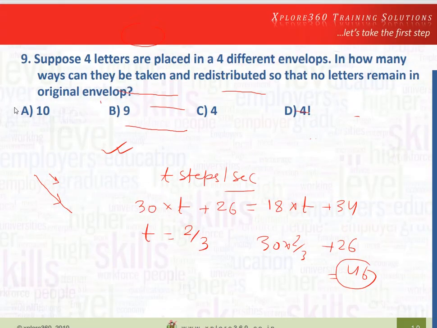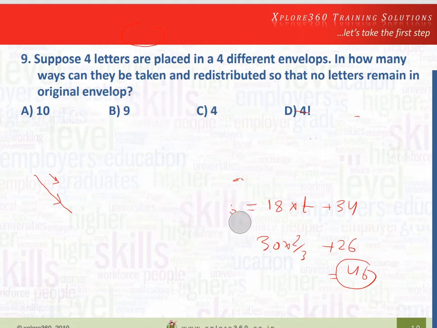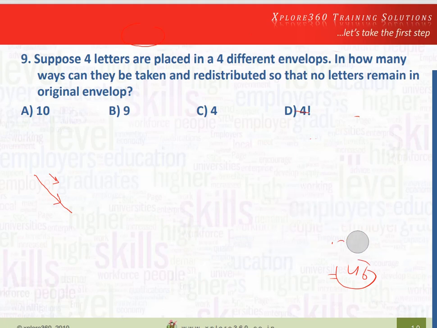Next question, yes, this one is a very good question. I'm 100% sure that most of you have never seen this type of question, or might have seen it once or twice during your preparation time. This one is once again a classical one. Suppose four letters are placed in four different envelopes. In how many ways can they be taken and redistributed, this is the word, redistributed, so that no letter remains in its original envelope?